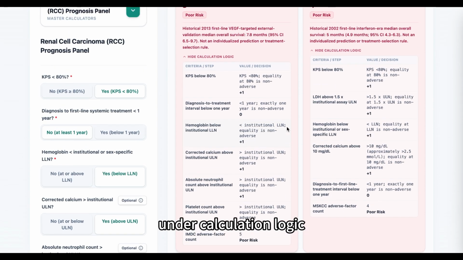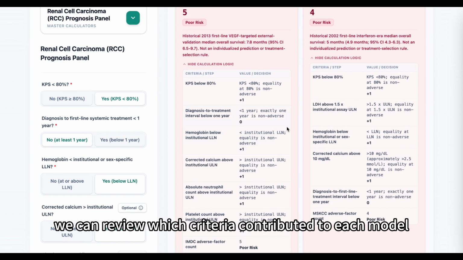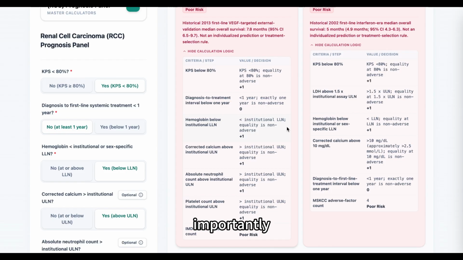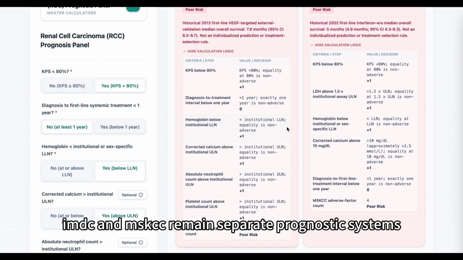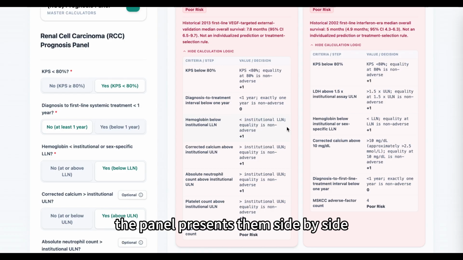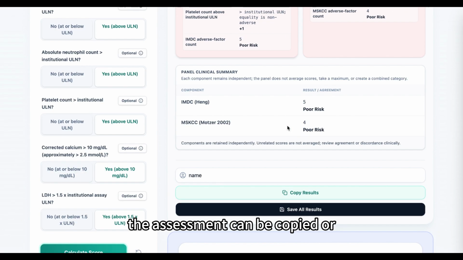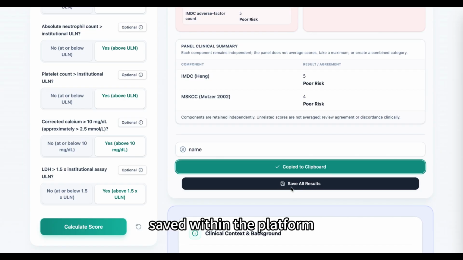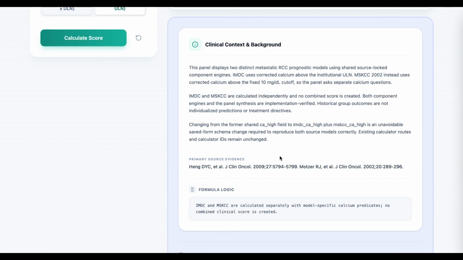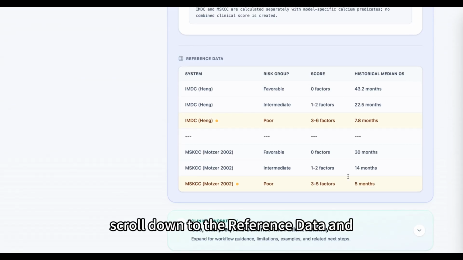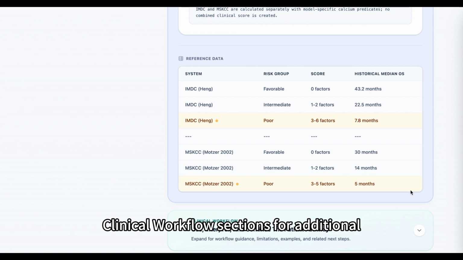Under calculation logic, we can review which criteria contributed to each model. Importantly, IMDC and MSKCC remain separate prognostic systems. The panel presents them side by side rather than combining their scores. For convenience, the assessment can be copied or saved within the platform. If you'd like to learn more, scroll down to the reference data and clinical workflow sections for additional guidance and supporting evidence.